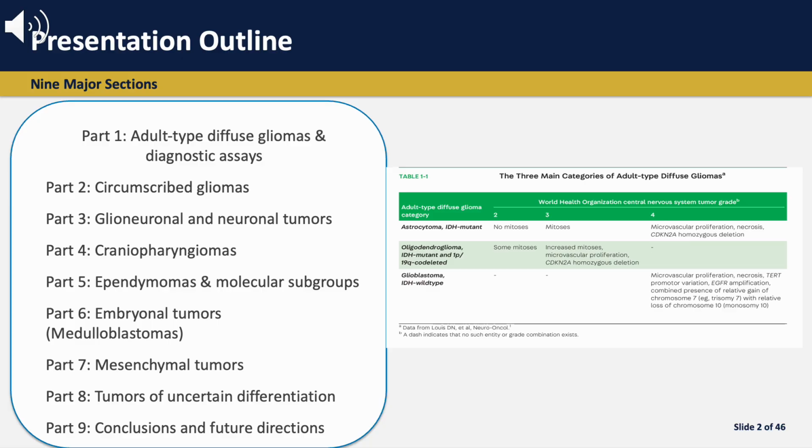Part 4 covers craniopharyngiomas. Part 5 discusses ependymomas with their molecular subgroups. Part 6 covers embryonal tumors, including medulloblastomas. Part 7 explores mesenchymal tumors. Part 8 discusses tumors of uncertain differentiation. And Part 9 provides conclusions and future directions.